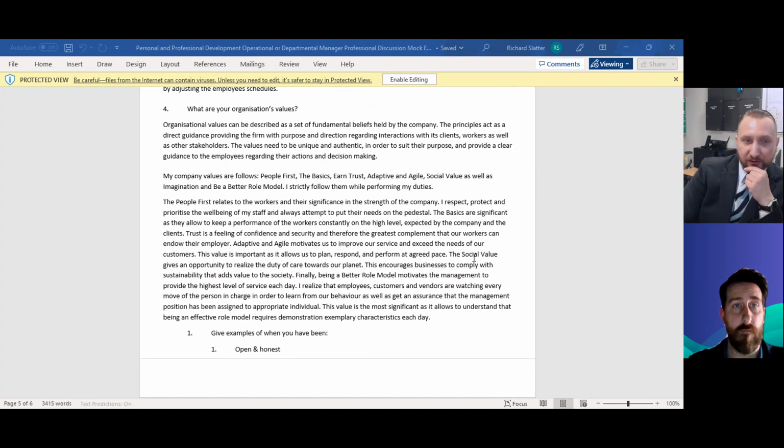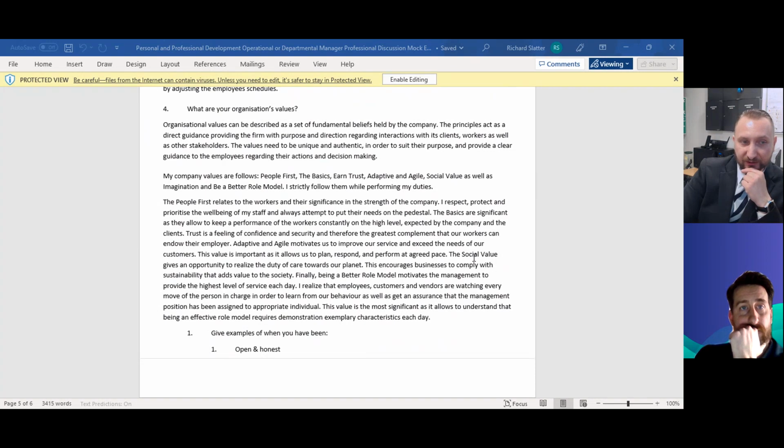My company values are as follows: people first, the basics, earn trust, adaptive and agile, social values, as well as imagination and be a better role model. I strictly follow them while performing my duties. The people first relates to the workers and their significance in the strength of the company. I respect, protect, and prioritize the well-being of my staff and always attempt to put their needs on a pedestal.